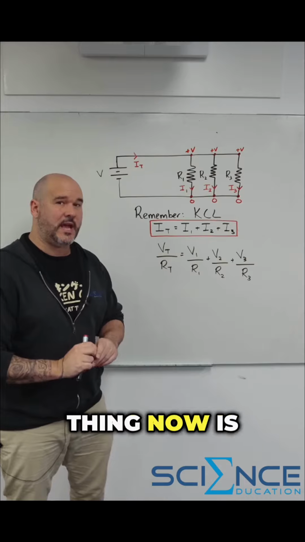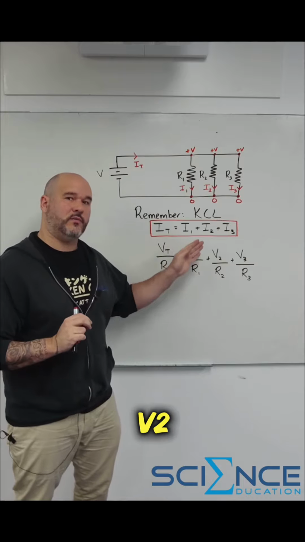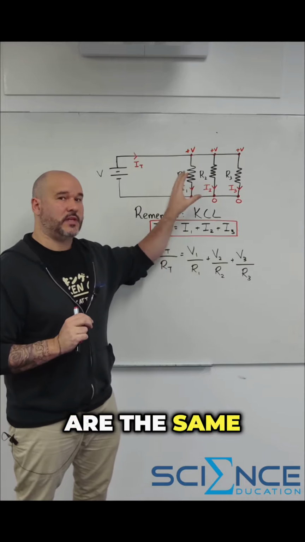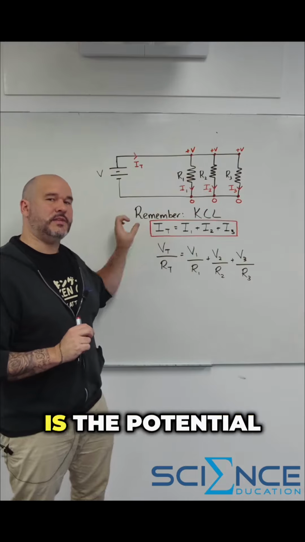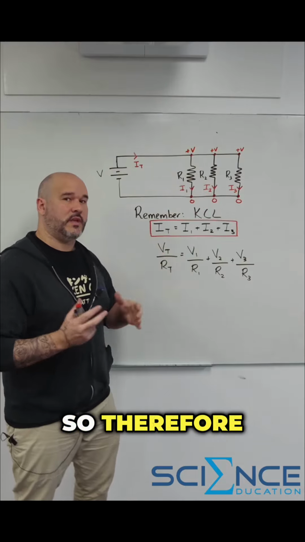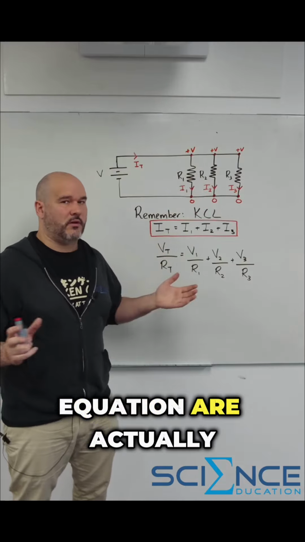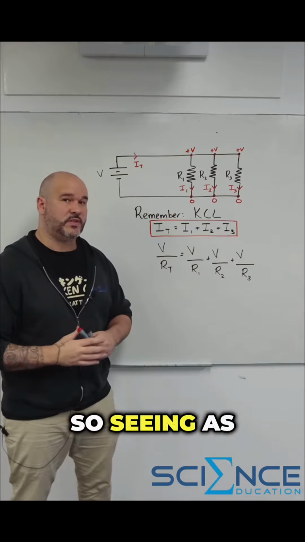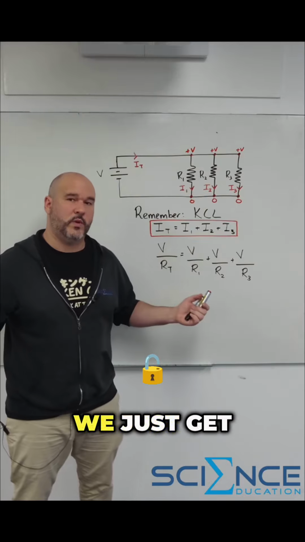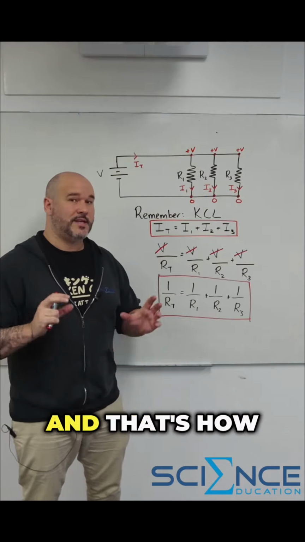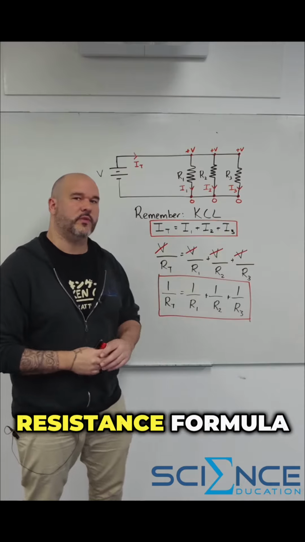And the key thing now is to see that V1, V2, and V3 are the same V, and that V is the potential of the power supply. So therefore, all of the V's in the equation are actually the exact same V. So seeing as V is common to both sides, we just get rid of it. It's a common factor. And that's how we end up with our parallel resistance formula.